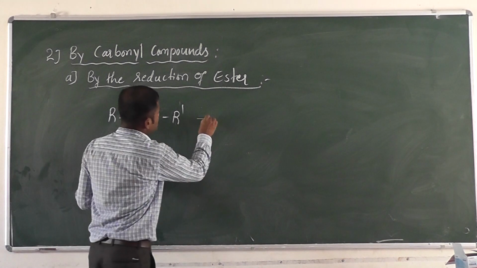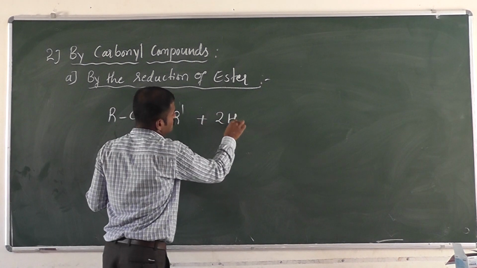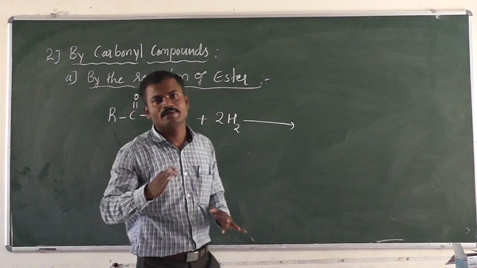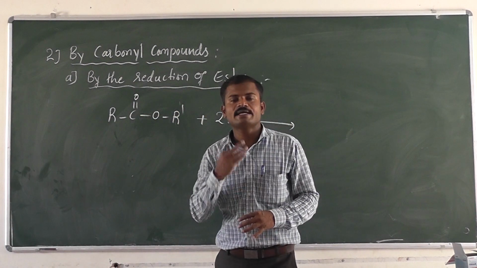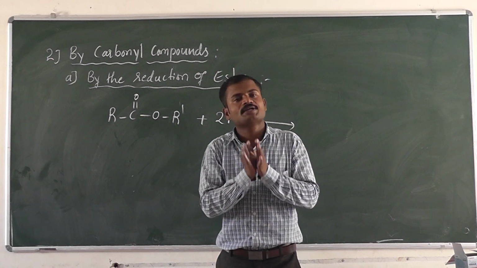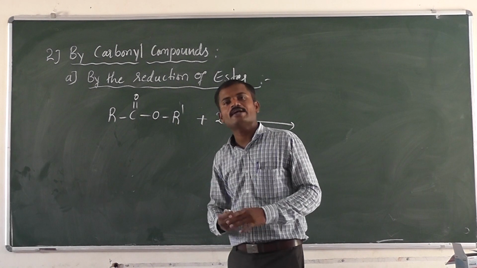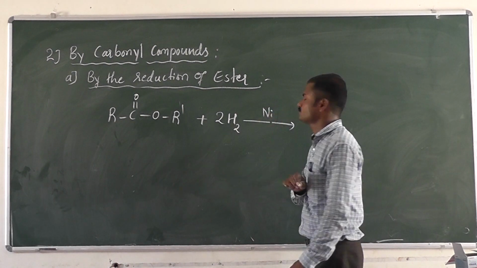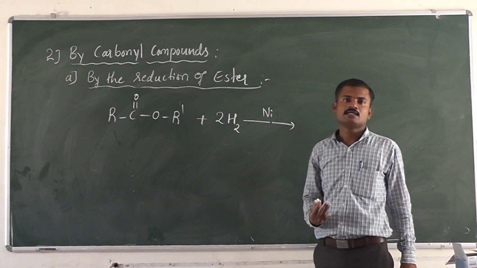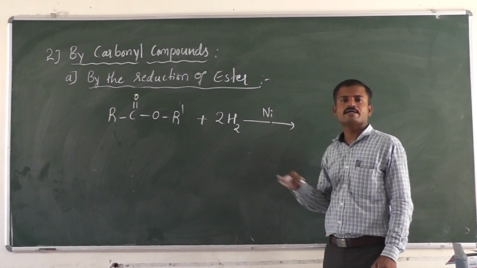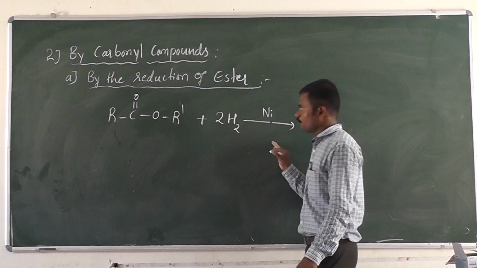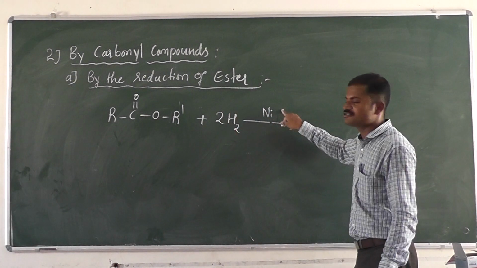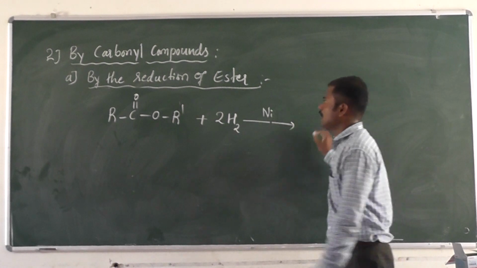See, this undergoes the reduction. This undergoes reaction with 2 moles of H2 in presence of, here we can take lithium aluminium hydride as the catalyst, or you can take platinum, or you can take palladium, Pd, or you can take nickel. So I am taking nickel as the catalyst. So when the ester undergoes reduction in presence of nickel, what happens here?